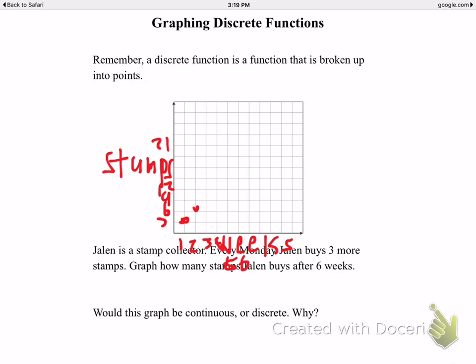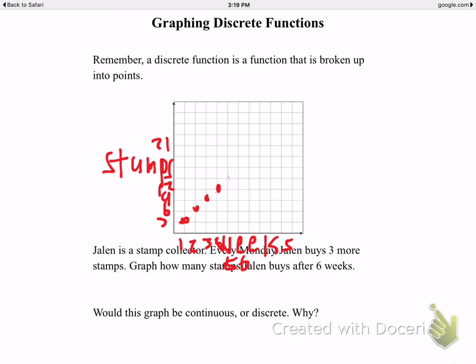If we connected those points, that would make it seem like in between weeks 1 and 2, he had at some point 4 stamps and 5 stamps and 5.5 stamps and so on. He doesn't have any amount of those stamps at any time. He always gets them in intervals of 3. So at the third week, we're going to go up to 9 stamps. On the fourth week, we're going to go up to 12 stamps. At the fifth week, we're going to go up to 15 stamps.